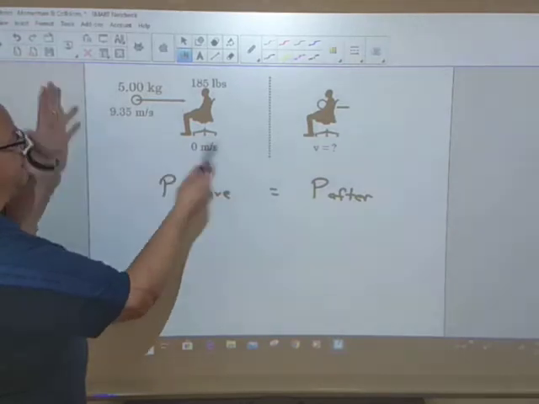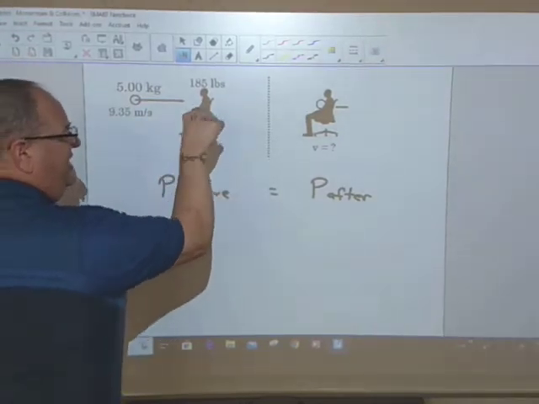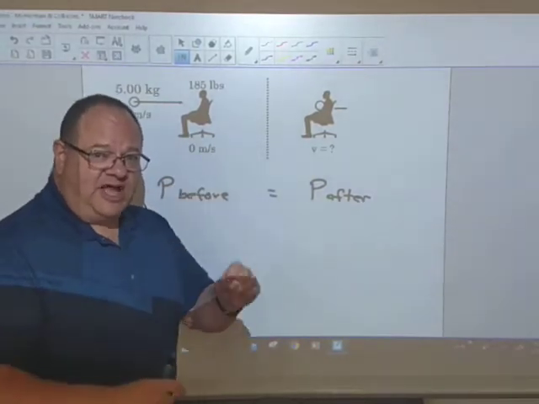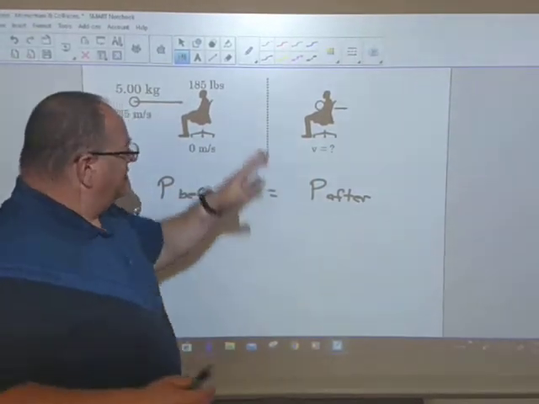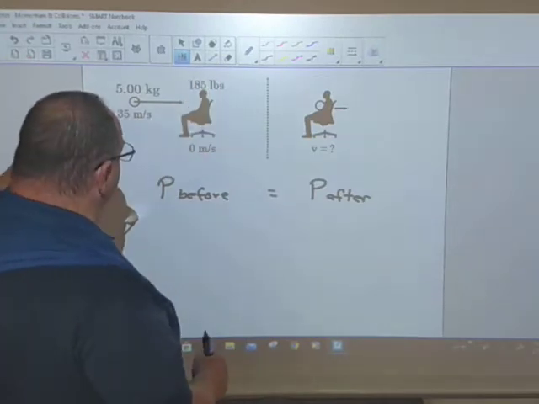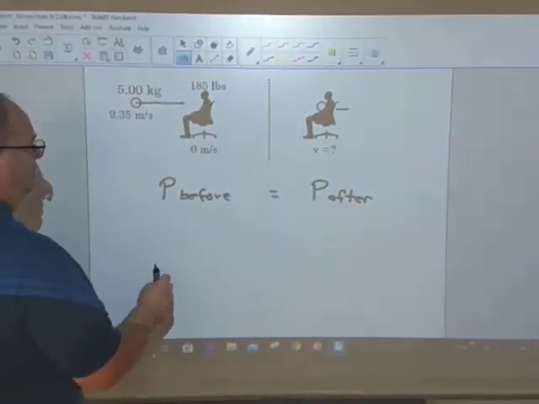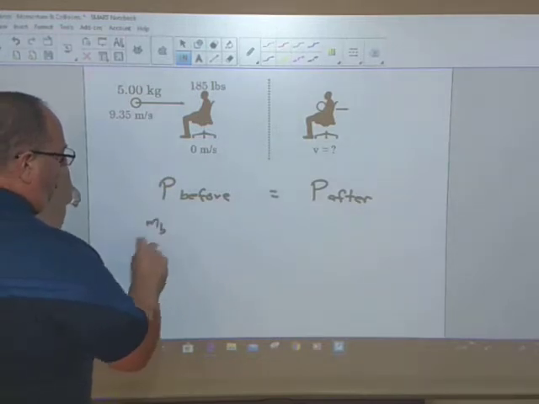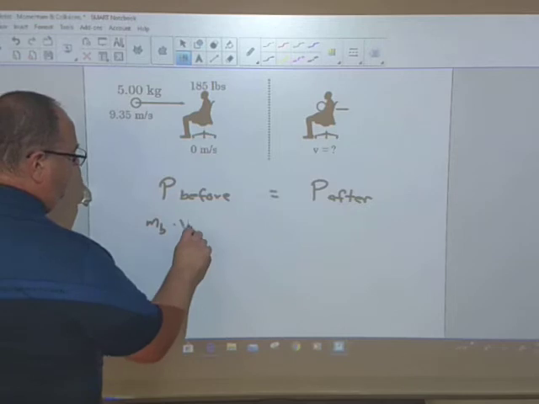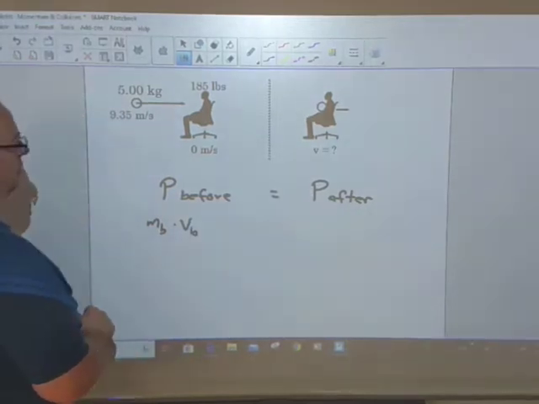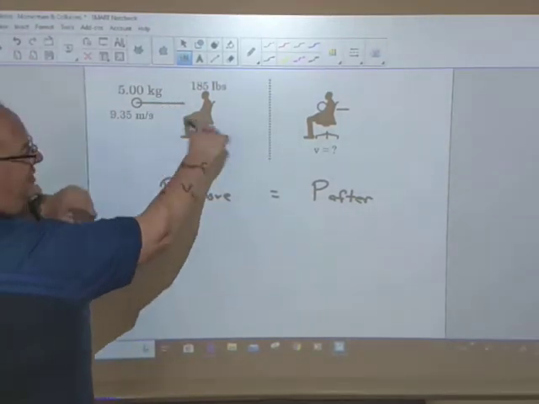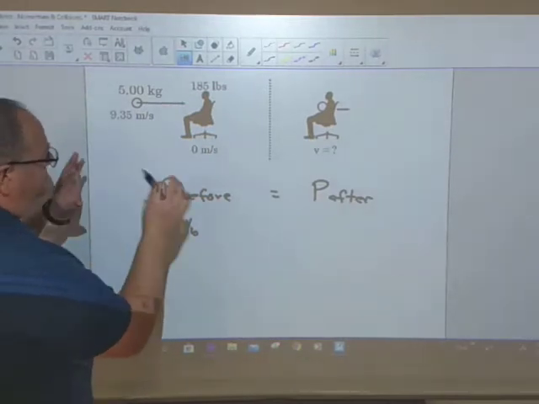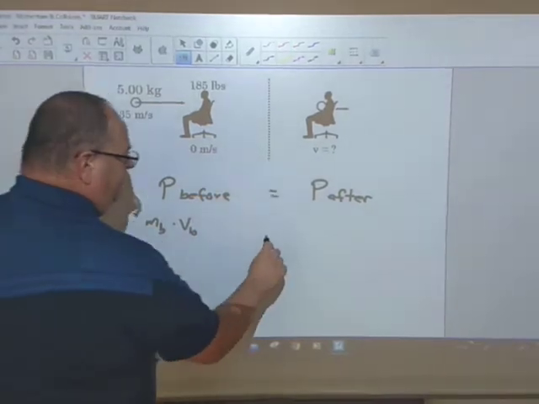Well, what's moving? First of all, this guy isn't moving. So mass times velocity, if the velocity is 0, then the momentum is 0. So this guy starts out with 0 momentum, but the ball is moving. So I'm going to have the mass of the ball times the velocity of the ball, because that's the only thing that's moving. The guy's not moving. This expression describes my momentum before the collision.